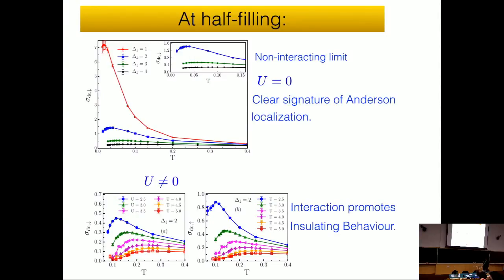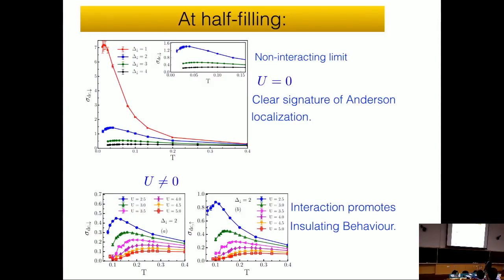As you can see, as you keep increasing the interaction, the tendency for the spins to localize becomes stronger and stronger. So the blue curve is the one with the smallest interaction, and the red curve is for the largest. The insulating behavior becomes much more pronounced as you keep increasing the interaction strength.